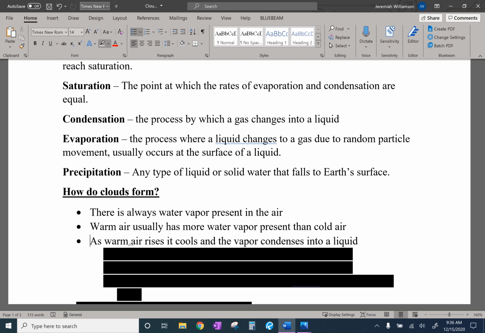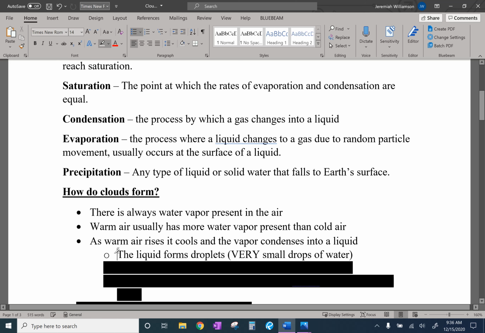And as that air heats, and that of course is due to conduction, remember two things touching is conduction when it comes to heat transfer. And as the warm air rises, it cools and the vapor condenses into a liquid. And this is how clouds form.